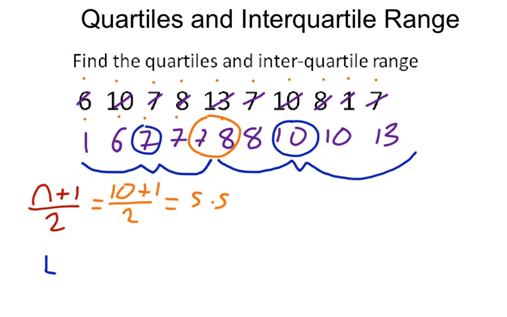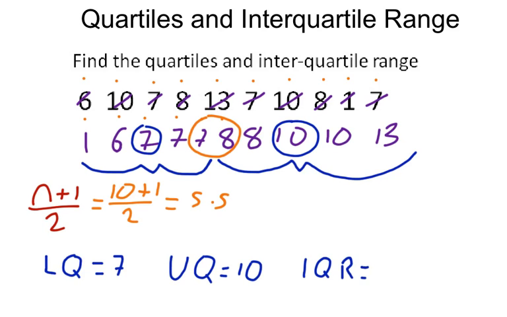So our lower quartile is 7, our upper quartile is 10, and our interquartile range is 10 minus 7, which is 3. So half of the data lie within 3 of each other, between 7 and 10. And that's how we find the upper quartile, the lower quartile, and the interquartile range for a list of data.